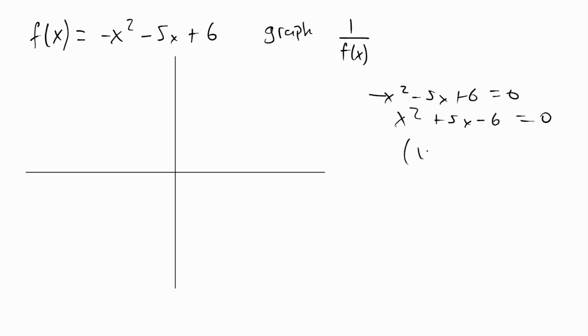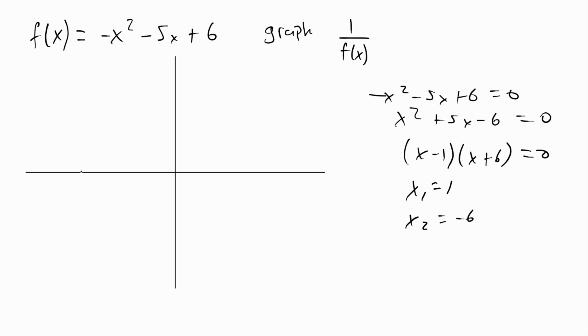And I'm going to do x minus 1 multiplied by x plus 6, yes. So I'm going to equate to 0. So my x1 is 1. My x2 is negative 6.